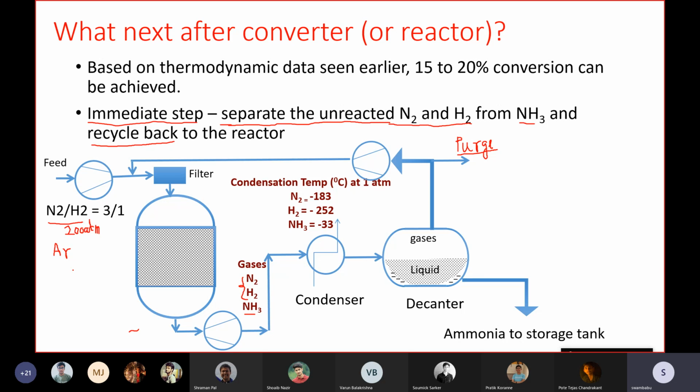And why are we purging the unreacted reactants? You will have to say: to reduce the accumulation of inert argon gas present in the feed. Why are we using intermediate cooling? What are we achieving through intermediate cooling? Higher conversion rates, and also the ability to operate at a higher rate than the equilibrium line. So small questions like these will be asked and you need to answer.